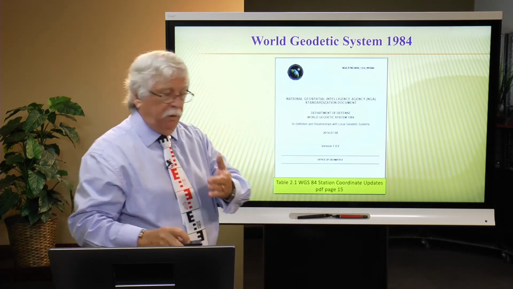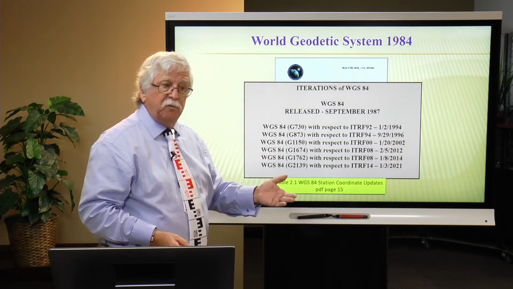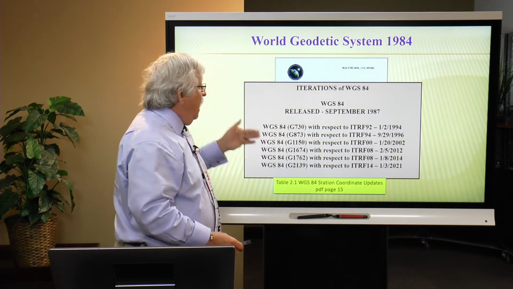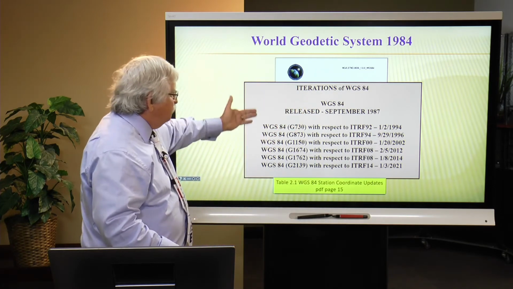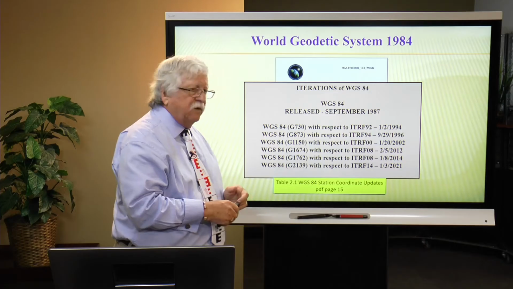So for example, here we see the definitions that the US Defense Department has had. The first one was just called WGS84. And then they've gone through this iteration, WGS84 G730, with respect to the International Terrestrial Reference Frame of 1992. That was their first change, which goes back to 1994. The G stands for GPS week, in which the new definition was defined. And you can see all the iterations that they've had.